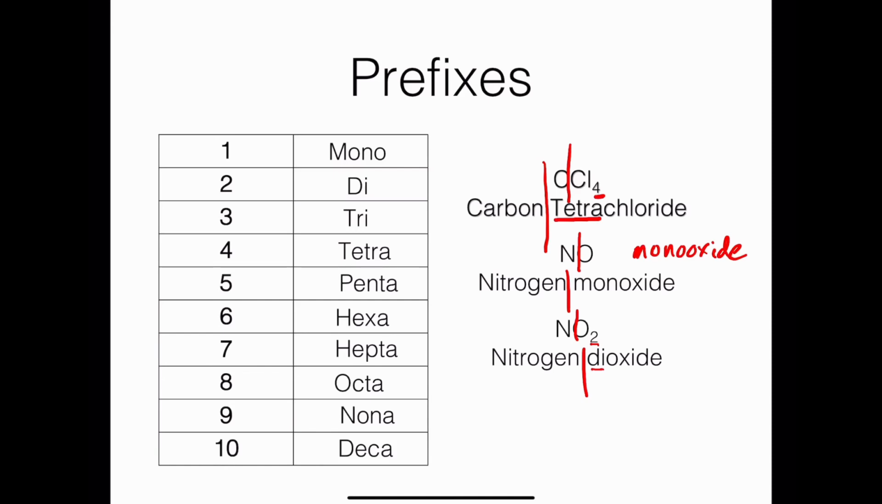So notice why this naming system is necessary, because we can have a compound that is NO, or we can have a compound that is NO2. Both are nitrogen and oxygen, but we have to have some way to differentiate one oxygen from two. And that's just putting the prefix in front of oxygen to tell us how many are there.